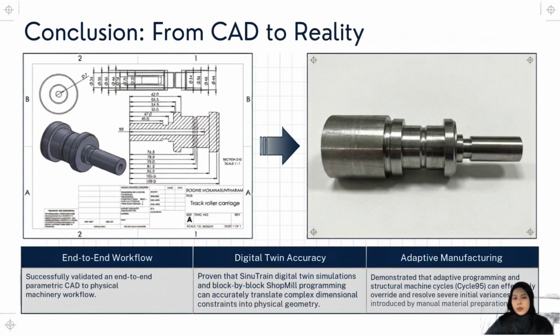This project successfully transformed the CAD design into a high-precision physical part. Sinutrain simulation and ShopMill programming accurately translated the digital model into machining operations. By using adaptive machining with cycle 95, the system compensates for errors in manual material preparation and achieves the required dimensional accuracy.